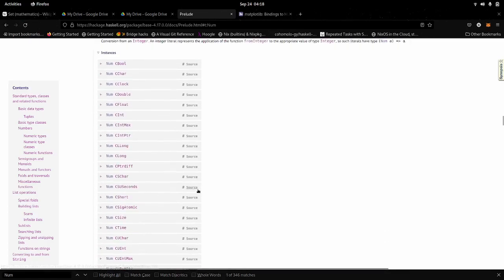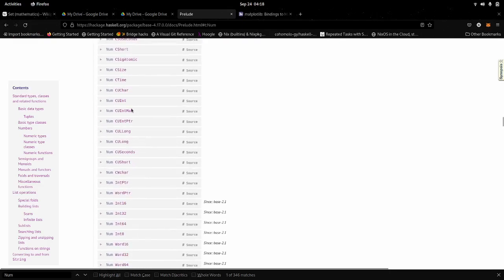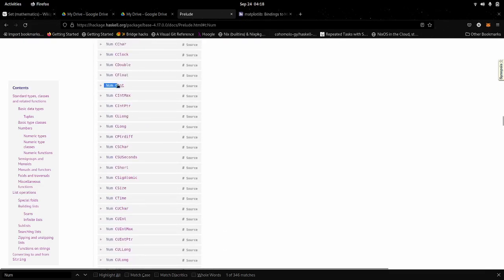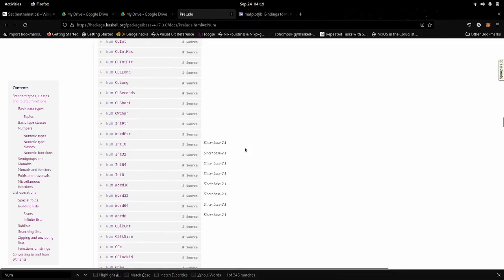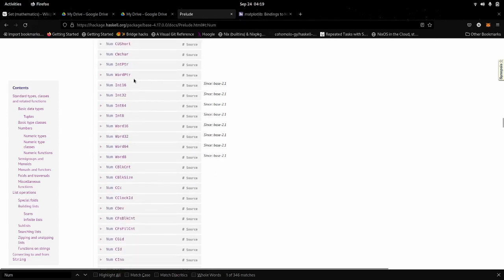As you can see, this is all of the instances of the Num type class, and there is quite a lot here. You'll see CInt, and that's literally the C language int. Haskell has a foreign function interface with C and a couple of other languages such as JavaScript and Python as well. You could really build an FFI, or foreign function interface, for anything. So just to start, here are all the actual core types that we're talking about.